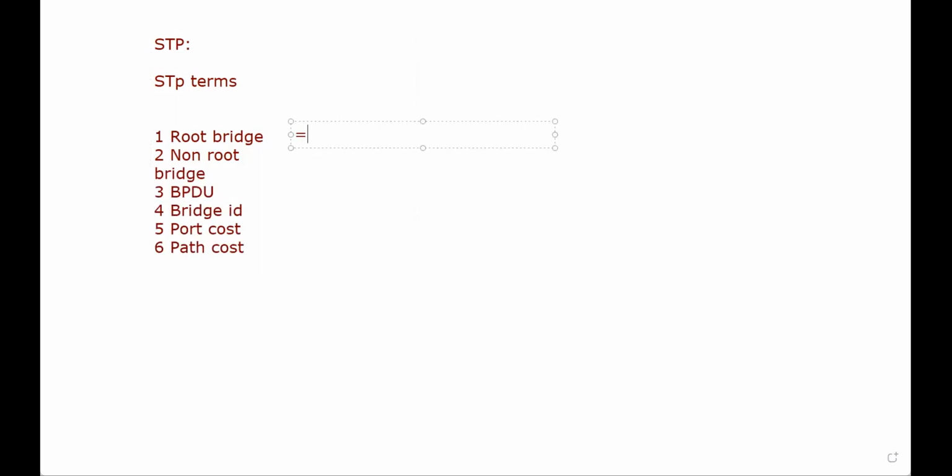The root bridge is the switch which has the lowest or best bridge ID. Say I have 4 switches, I have to check what is the lowest bridge ID of all 4 switches. The switch with the lowest bridge ID is your root bridge. So to understand the root bridge, you need to understand the bridge ID first.